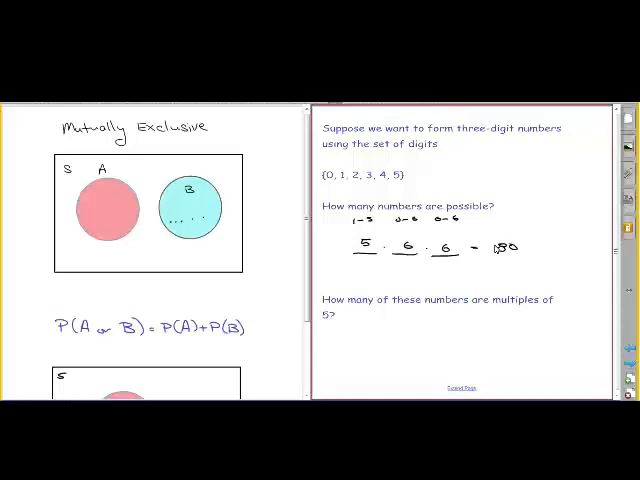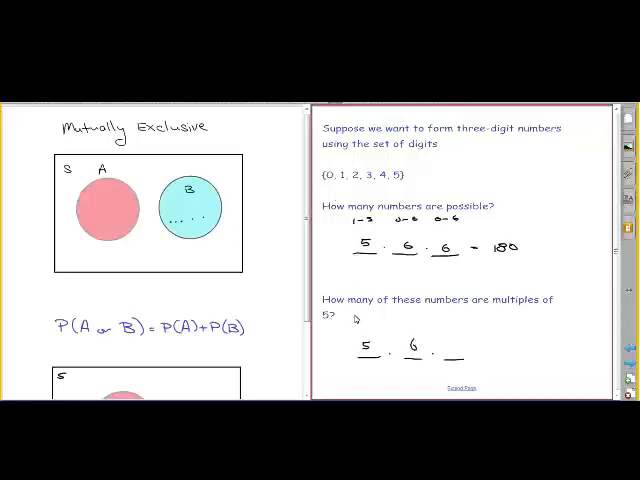Okay, so you have 180 numbers. So that's the total sample space. That's our denominator for calculating probability. Then the question of how many of these numbers are multiples of 5. So you do the same question. How many choices do I have for each number? Again, I have 5 choices for the first number because I can't have 0.